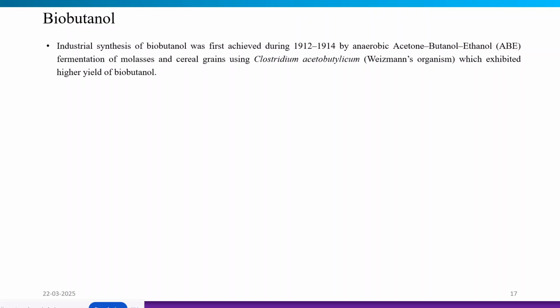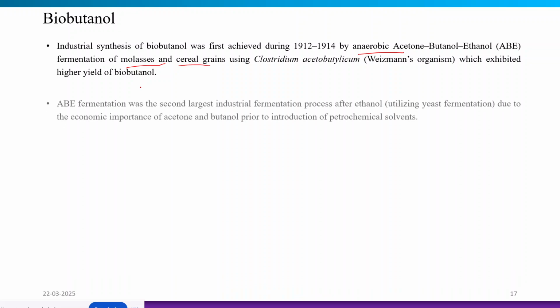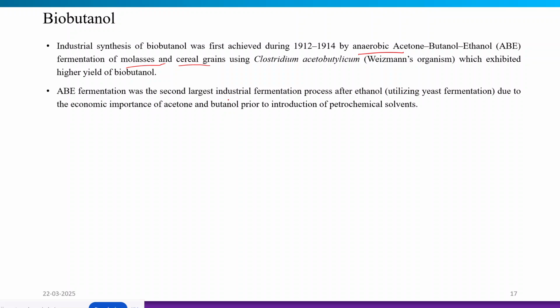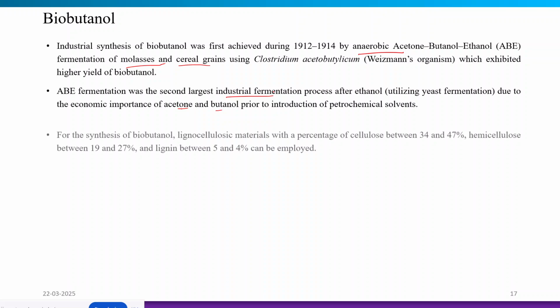Industrial synthesis of biobutanol was first achieved by anaerobic ABE fermentation, which is acetone, butanol, and ethanol fermentation of sugar components like molasses and cereal grains using Clostridium acetobutylicum. That is Weizmann's organism, known as the Weizmann organism. It exhibits a higher yield of biobutanol. This ABE fermentation was the second largest industrial fermentation process after ethanol, due to the economic importance of acetone as well as butanol prior to the introduction of petrochemical solvents.